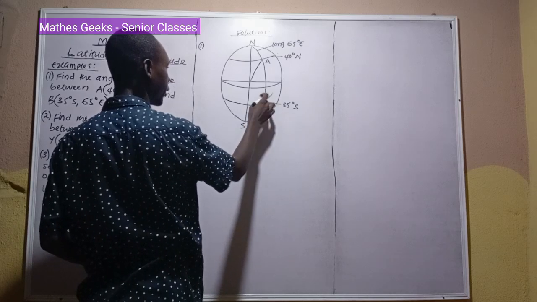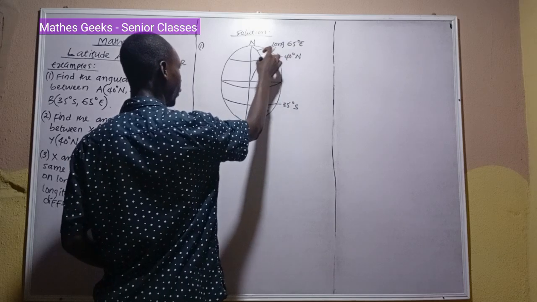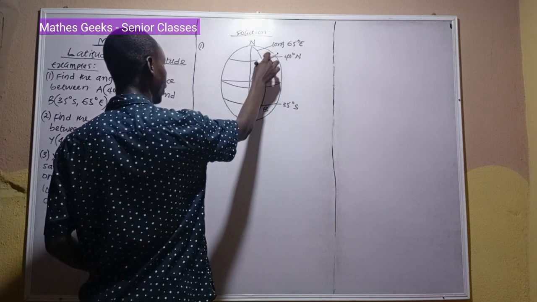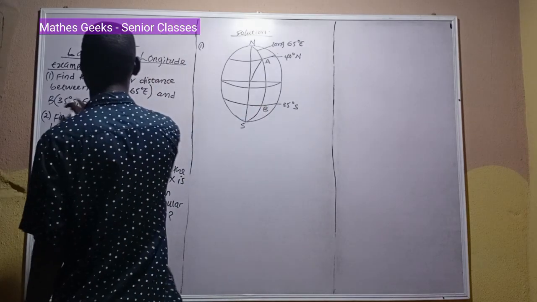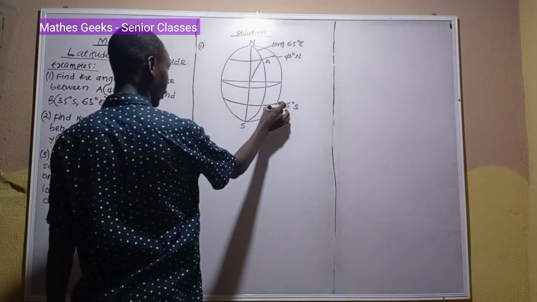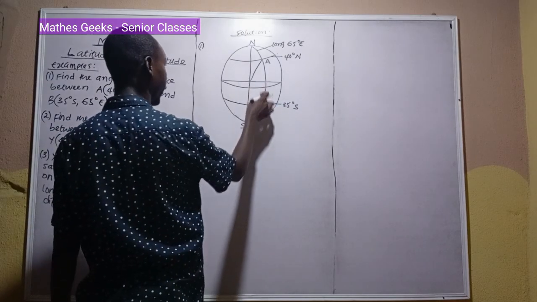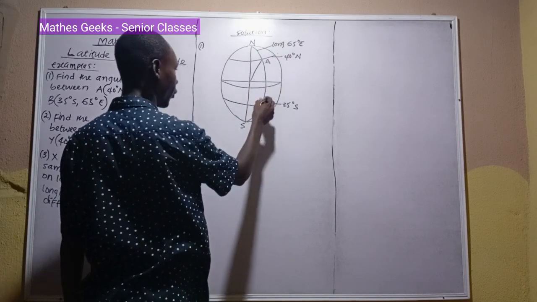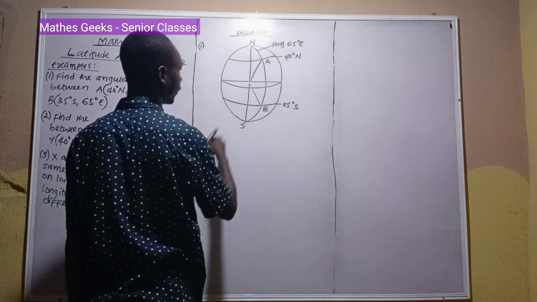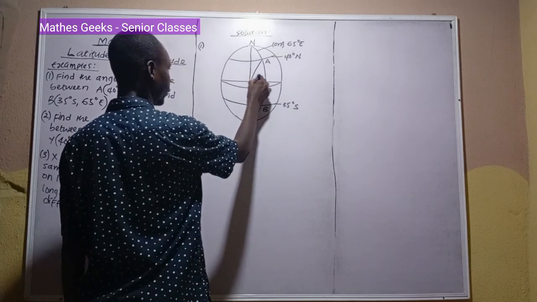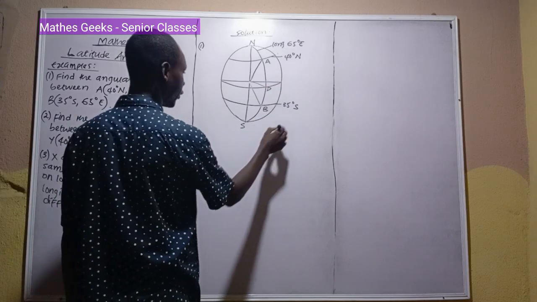So remember this is longitude 65 degrees east, and this is latitude 40 degrees north. So the point of intersection is the position of A, or where point A is located. And so also with B. B is on the line of latitude 35 degrees south, and longitude 65 degrees east. So the point of intersection is where B is situated. So bring it to this point, and let's call this point D. So we're going to have this shape.